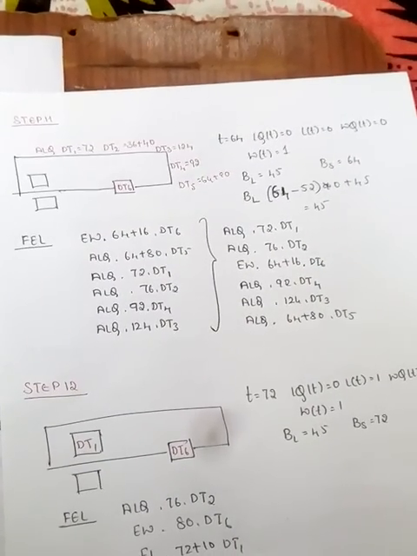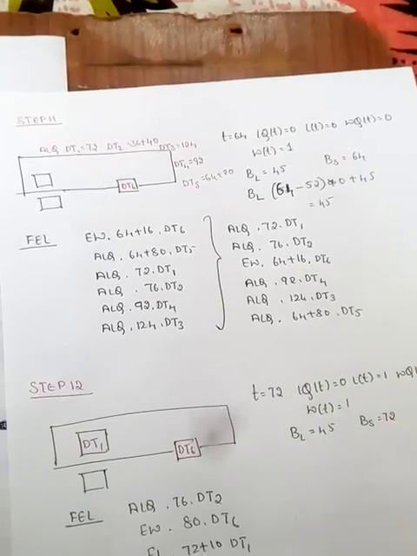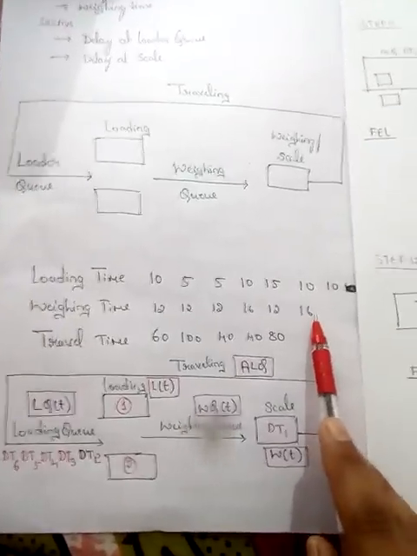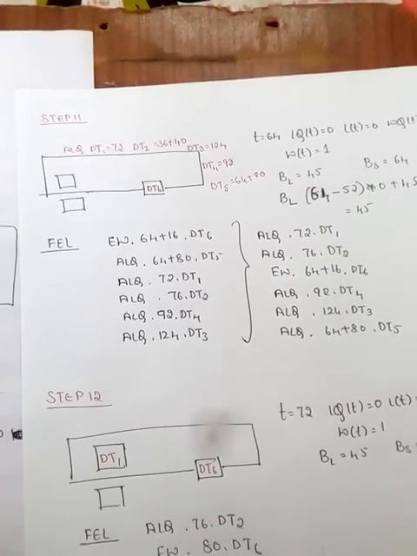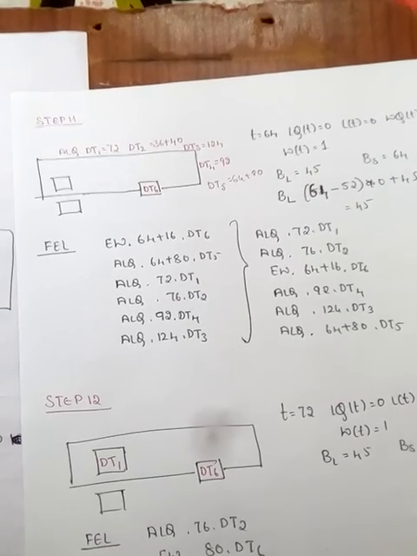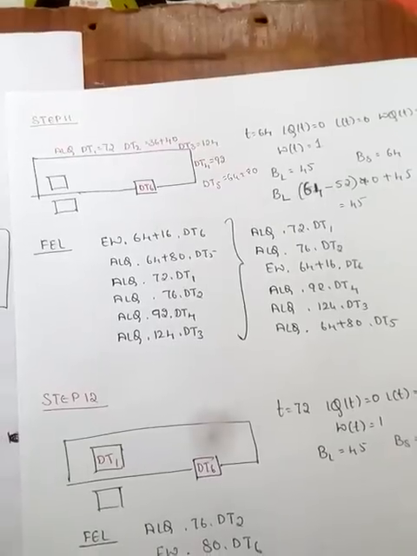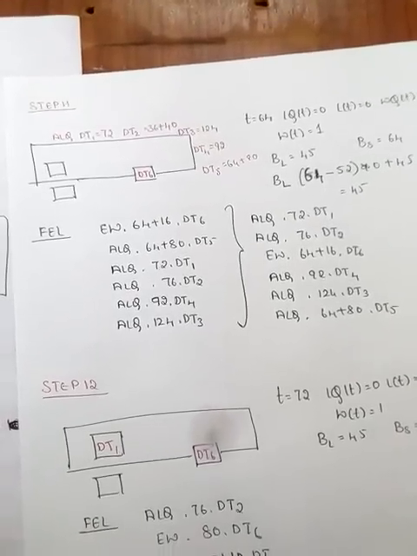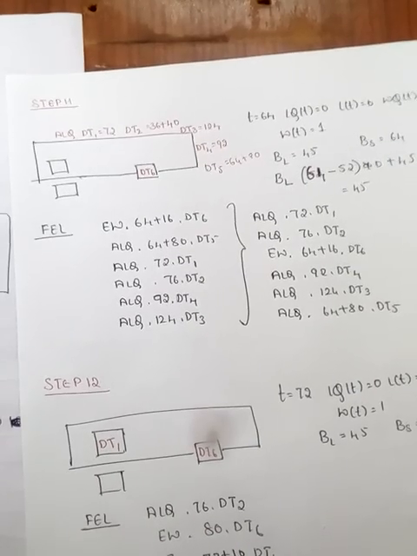Now EW, 64 plus 16, DT6. 64 was your previous value and 16 is your weighing time value. Now ALQ, 64 plus 80, DT5, that is the ALQ value. That ALQ, 72, DT1. Then ALQ, 76, DT2. Then ALQ, 92, DT4. Then ALQ, 124, DT3.